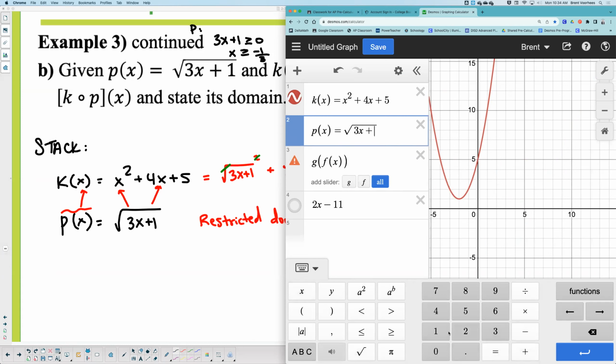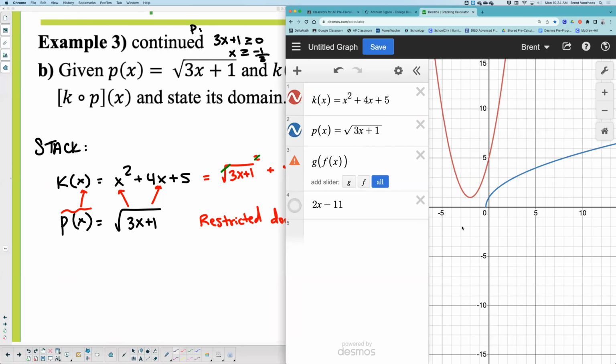3x plus 1 here. So this is the outermost. That means the range is going to come from here. The domain is going to come from here. The greatest the domain could ever be is negative 1/3 to infinity. The greatest the range could ever be is from this low point to the high point. What's that low point at? 1. So the greatest the range can be is 1 to infinity.